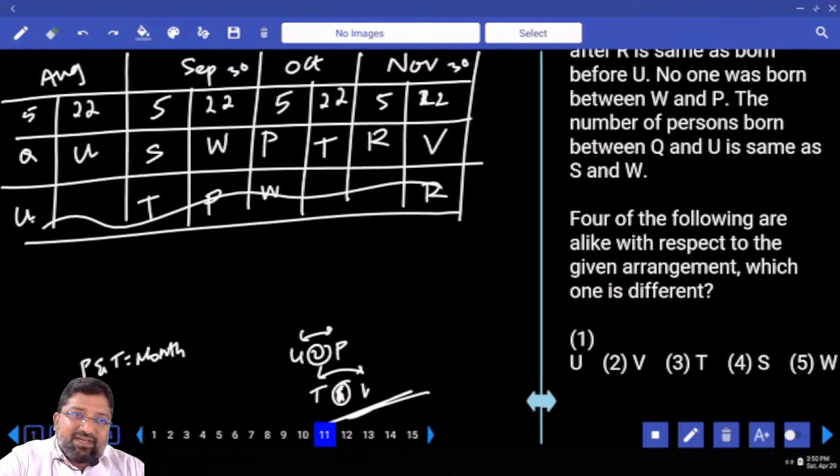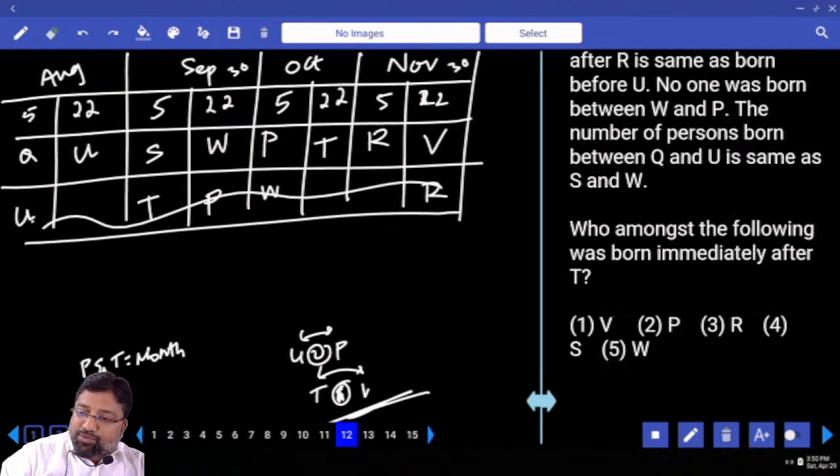If I go with months, will I get my answer? Let me look at the date on which they were born. U is 22nd. V 22nd. T 22nd. S is 5th and W is 22nd. So which option is my answer? S is the fourth option. Who amongst the following was born immediately after T? Who is immediately after T?